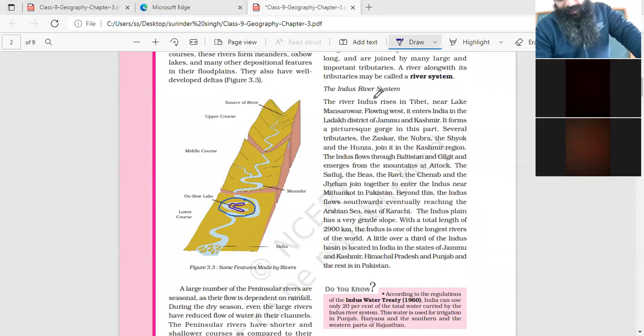Next, the fifth type of landform formed by the river at the middle course is floodplains. These are the floodplains.